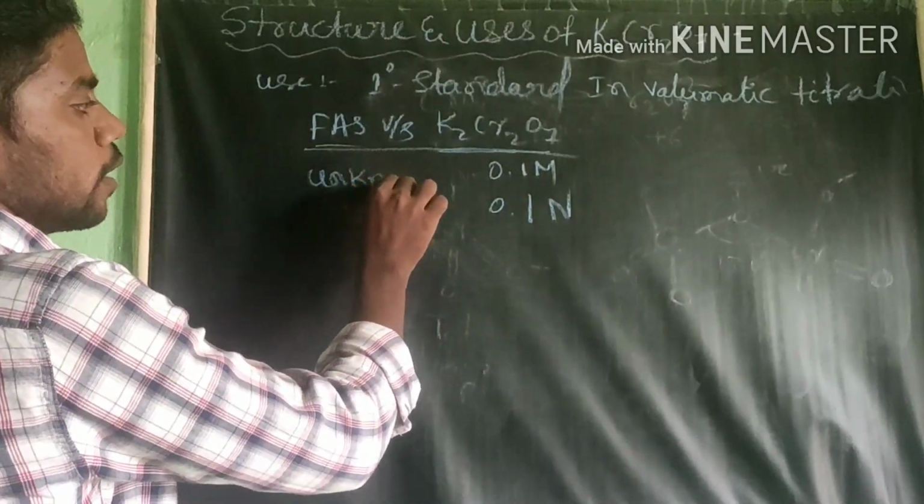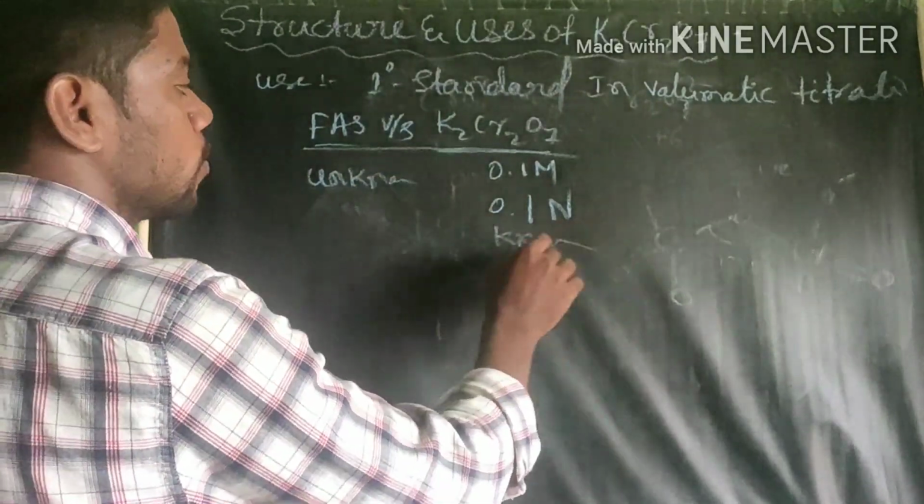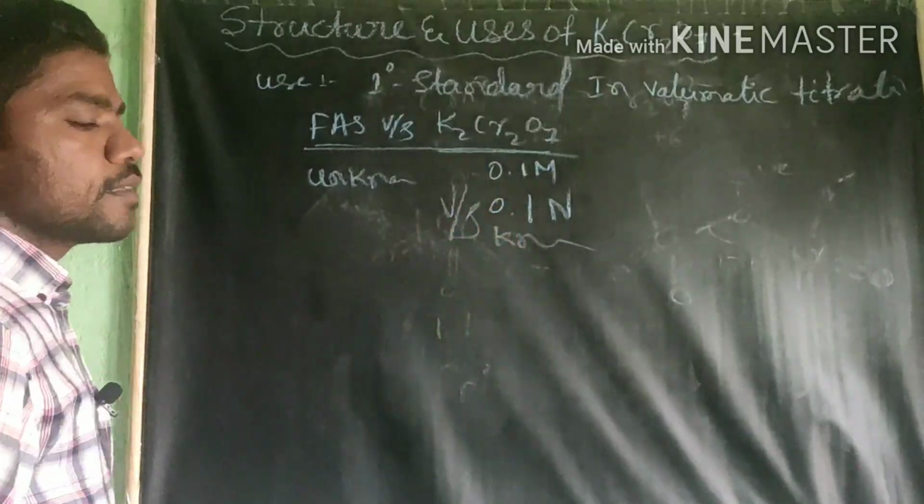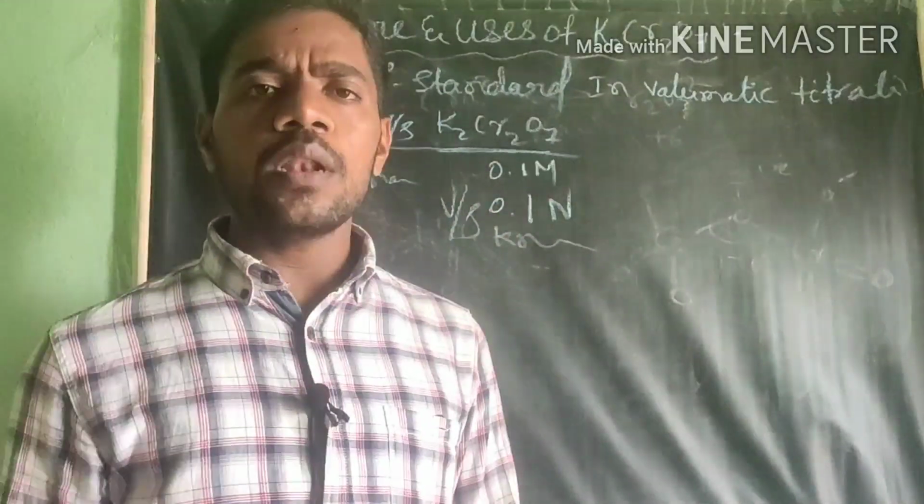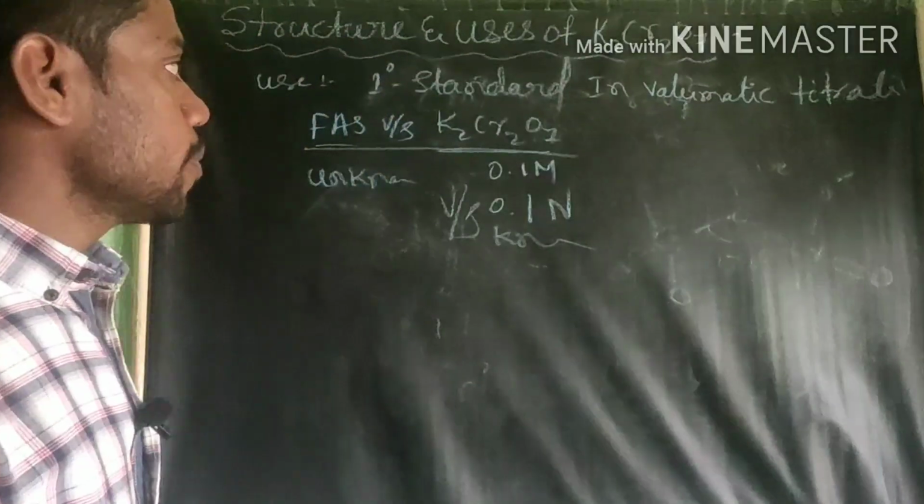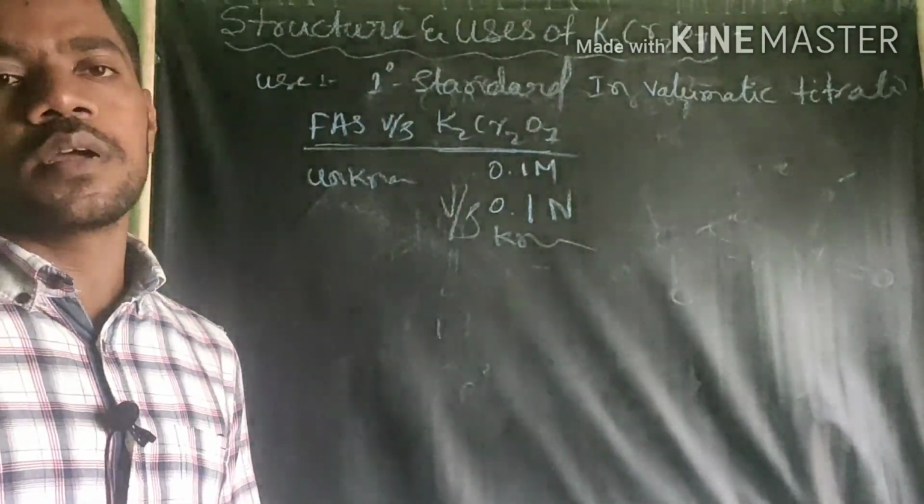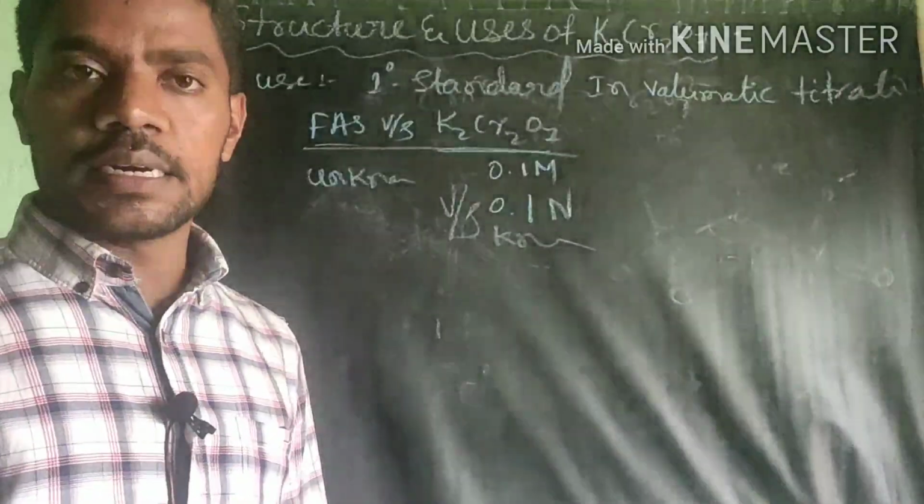This is the unknown and this is the known. Therefore, whatever titration we are doing, in this type of titration you are using K2Cr2O7 as a primary standard, dear students.